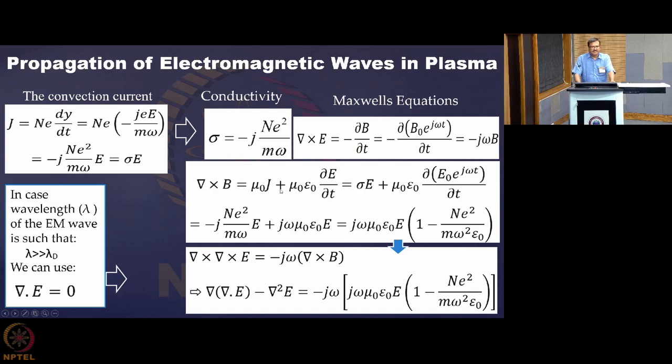J equal to sigma E, so mu 0 sigma E should be over here, and then mu 0 epsilon 0 delta E by delta t, E0 to the power j omega t delta t, and you get again j omega comes out and you get this one. Now this sigma is j n square by m omega, what we got here.